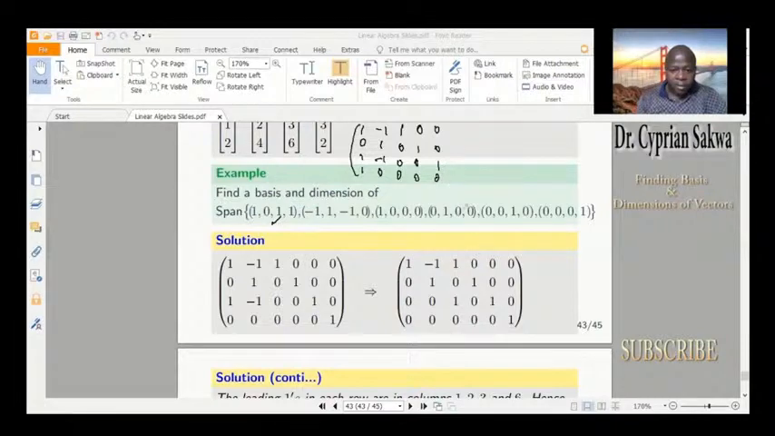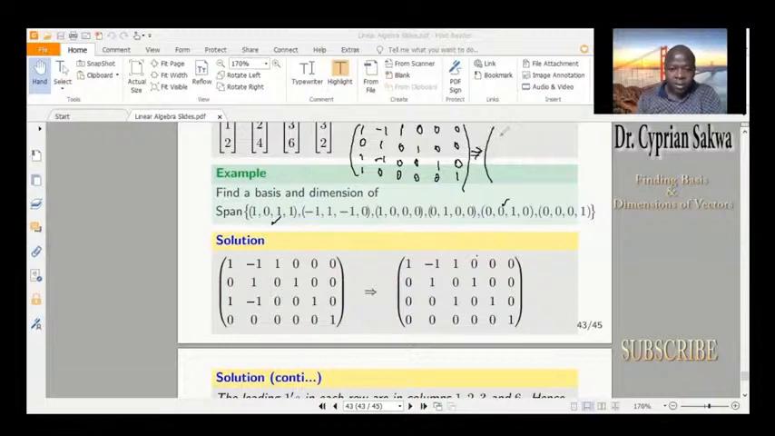So I've written this. I'm coming to this 1, 2, 3, and then 1 here. So I reduce this to echelon form. You know that I want a 0 in this position and a 0 in this position. So what do I get?